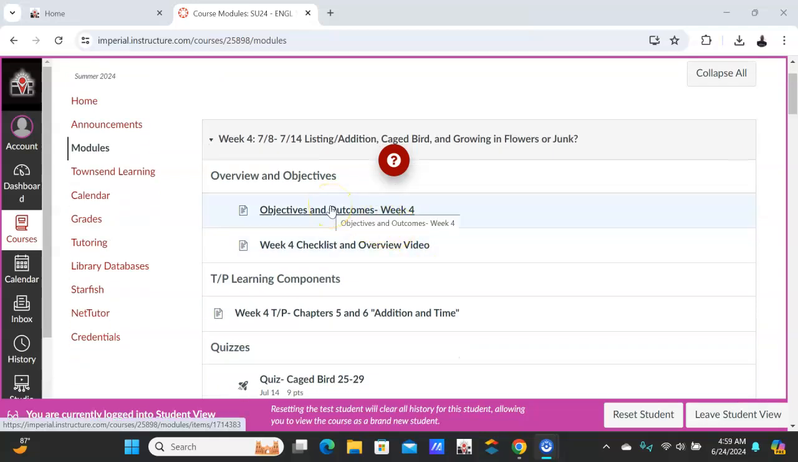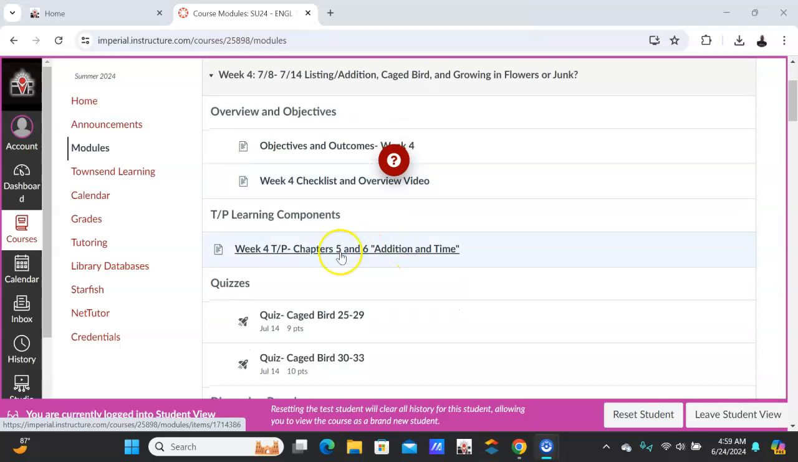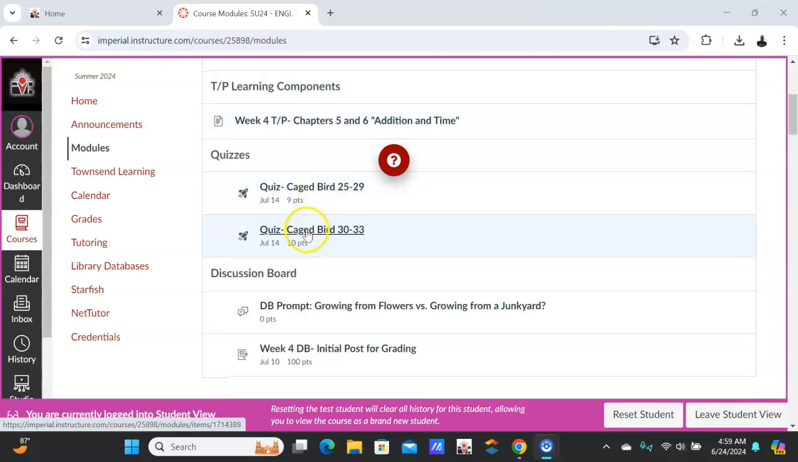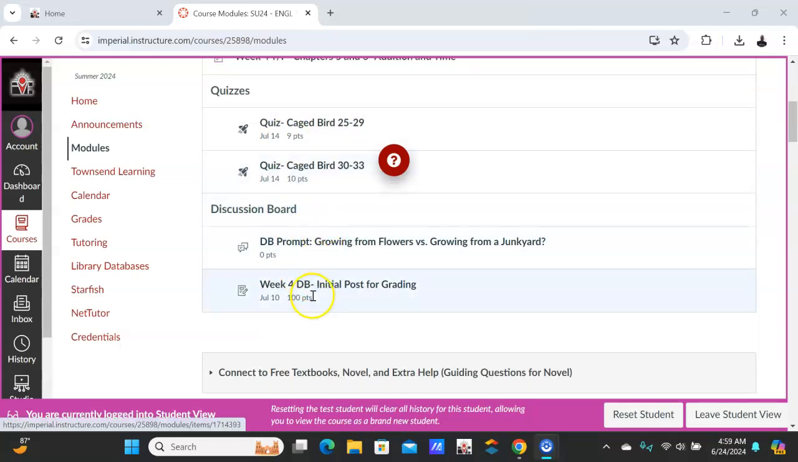Objectives and outcomes are here. The checklist and the overview video and the discussion board prompt are the same. The overview video and the discussion board prompt are in one video. Here's the Townsend Press homework. Again, remember the exercises and the mastery test count as the grade. The alternate mastery test will be optional. They are for practice only. There are 2 quizzes, Cage Bird. They're both due Sunday, July 14th. Excuse me, sorry about that. And then the prompt. So let's go into the prompt.